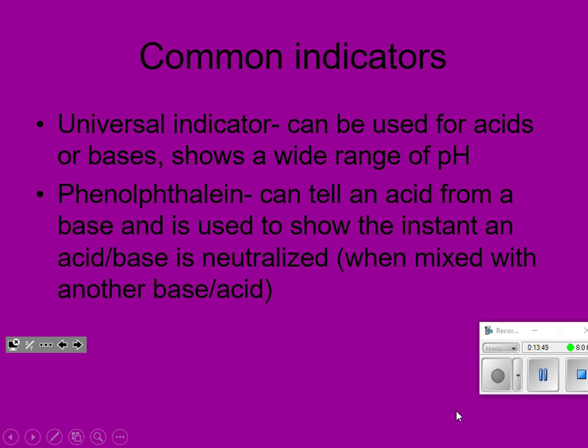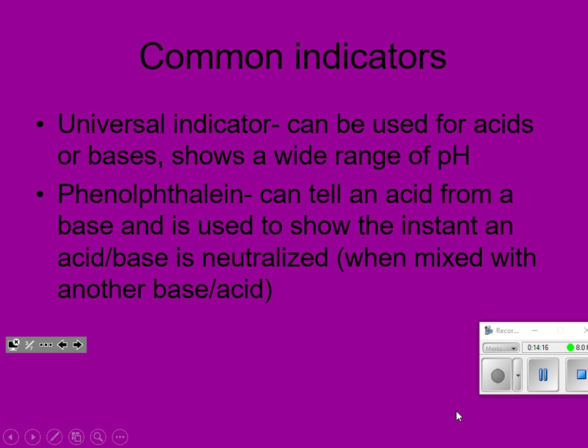Universal indicator is nice, as you're going to see in a little bit, because it can give you an idea of, hey, is that a 9 for a pH, is that a 10? But to get right to 7, to know the instant it neutralizes, phenolphthalein is typically the indicator of choice. Now, there's a lot of other chemical indicators out there, and some of them change at different pH values. The reason for that goes a little bit beyond what we go over in this class.